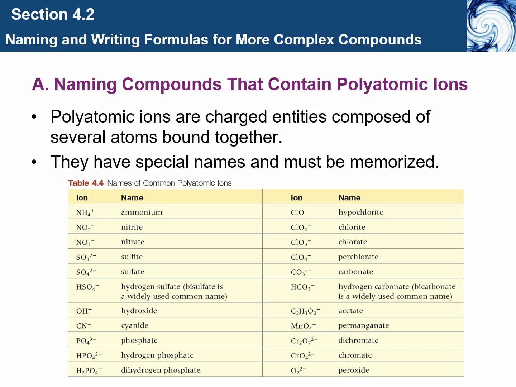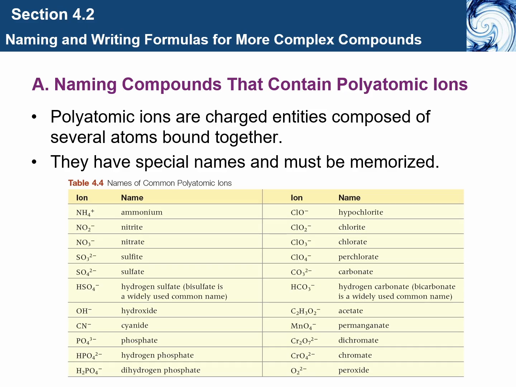Some of them we'll use a lot more, like hydroxide, which is OH minus. The nitrate and nitrite we'll use fairly frequently. Some stuff like chromate we probably won't use as much, or dihydrogen phosphate, but we'll need to know certain ones of these that we'll talk about more in class.